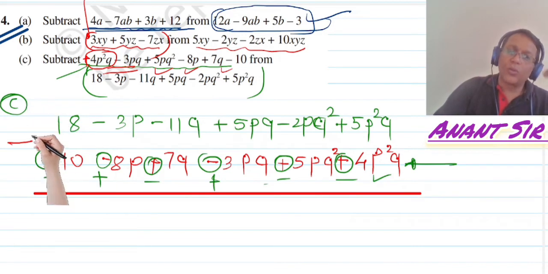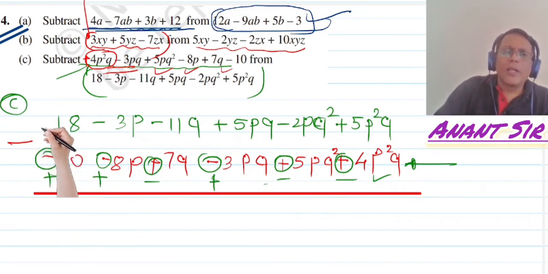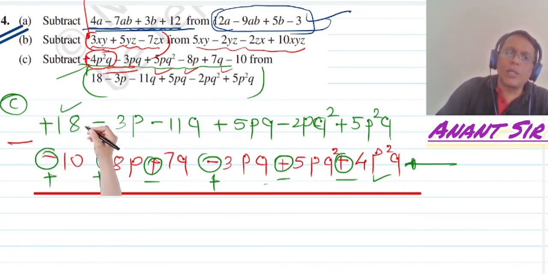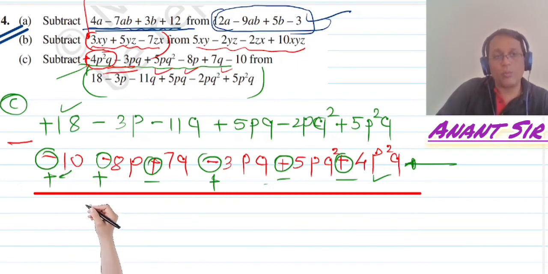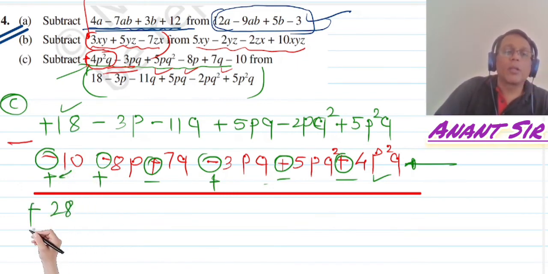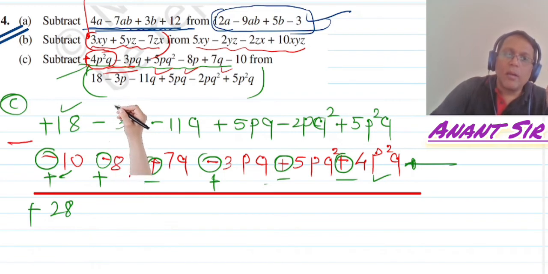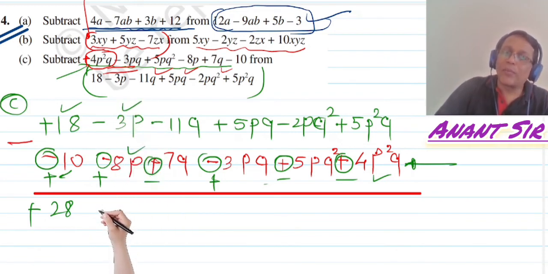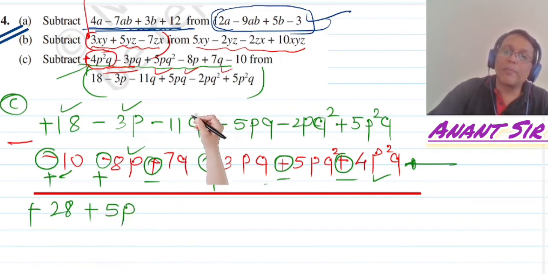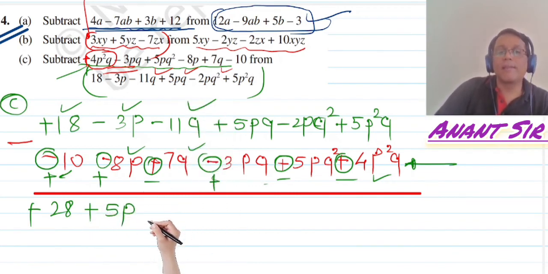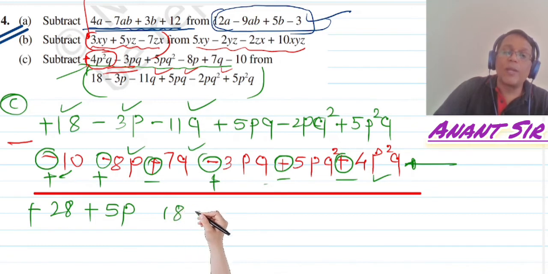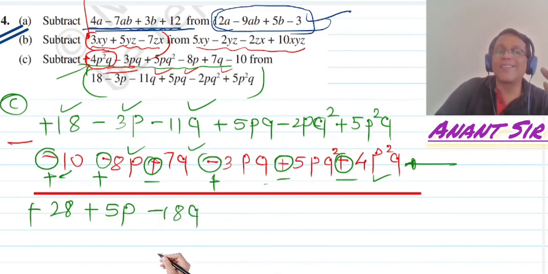Okay. So now just simplify. What is the sign of this 18? It's positive. What is the sign of this 10 now? It is also positive. So it's 28. Give the same sign to the answer. Minus 3p plus 8p, different sign. So we subtract and give sign of bigger number to the answer. Minus 11q minus 7q, same sign. So we add and give the same sign to the answer.